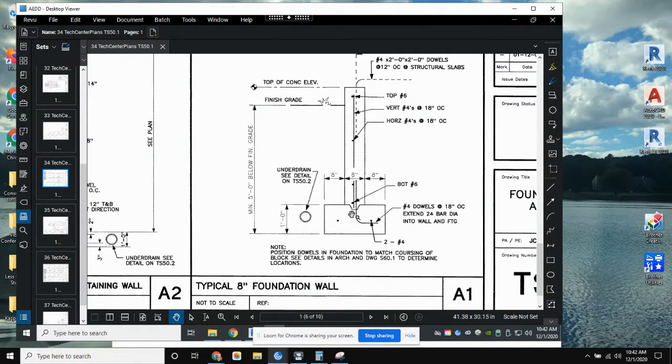This keyway is doing the same thing. And then these dowels are going all the way along the length of the footing around the perimeter. And there are 18-inch on center spacing in between the dowels into the wall and the footing. So we have number 4 dowels.